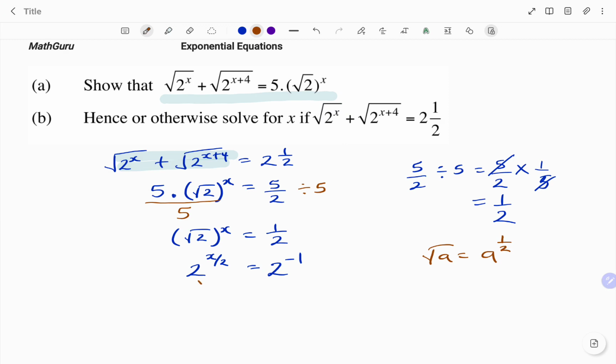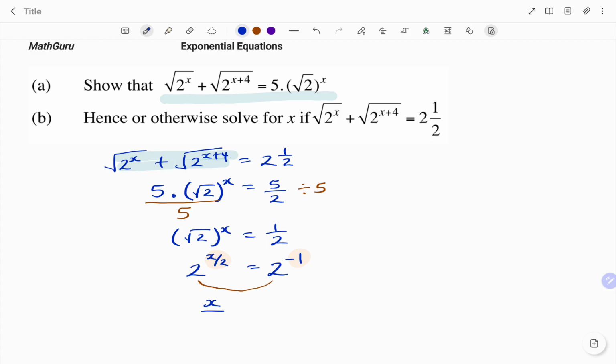And once the bases are the same as shown, then I can equate my powers. So therefore, I have x over 2 equals -1. And if I multiply both sides by 2, what I'm going to have is x will be equal to -2. So I've been able to find the value of x.